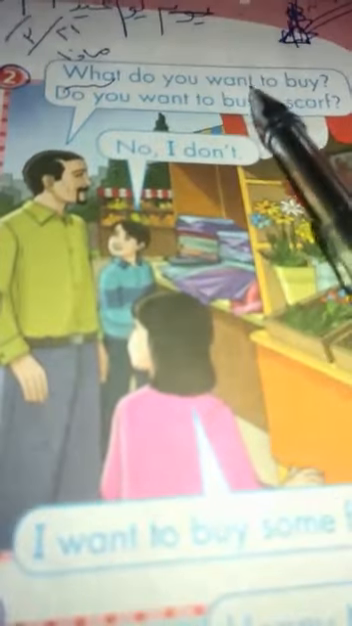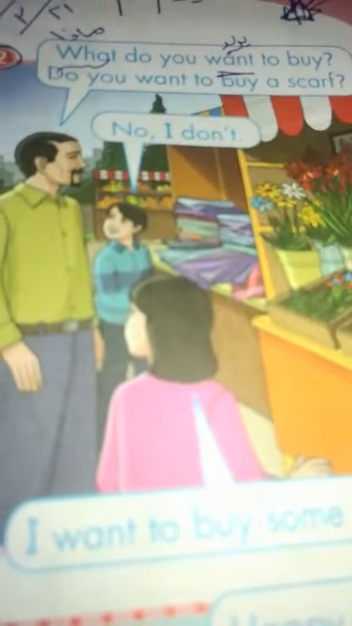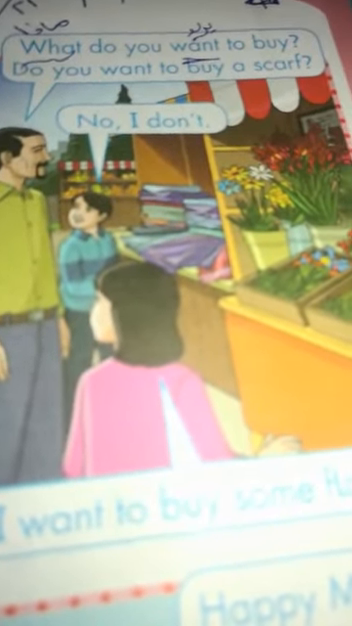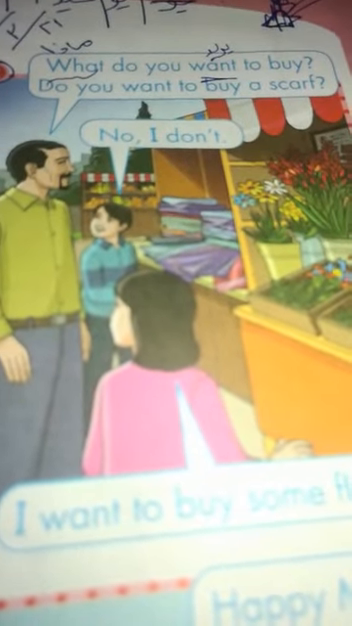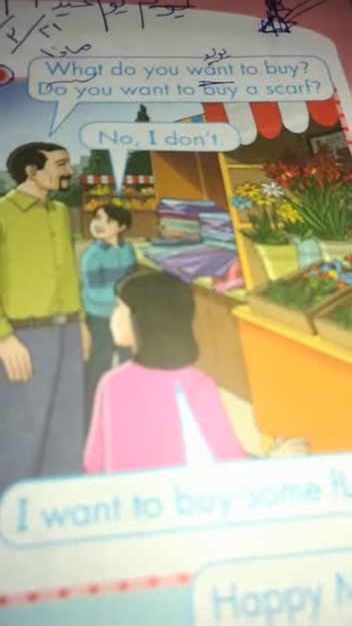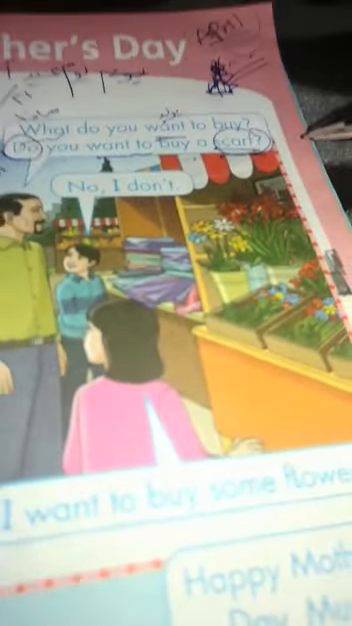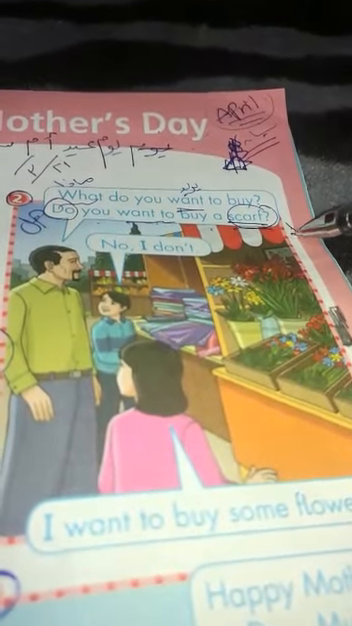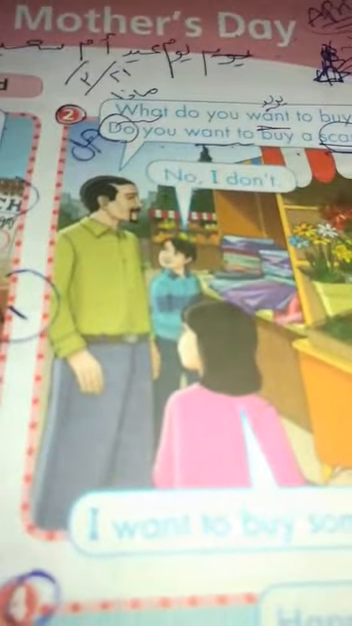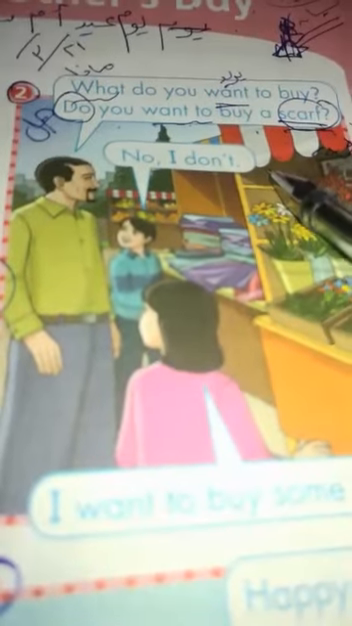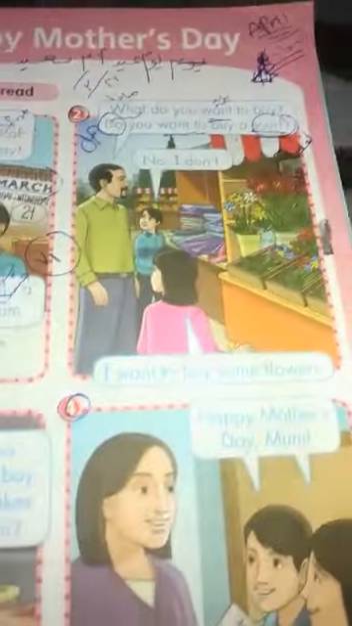What's the meaning of what? What do you want to buy? We said want means wants. When I ask someone what they want to buy, I say: What do you want to buy? Do you want to buy a scarf? Do means do you want to buy. What's the meaning of a scarf? No, I don't.